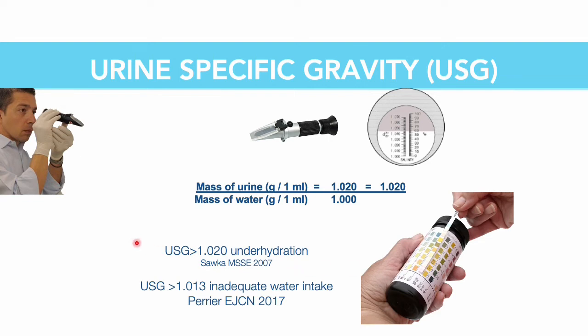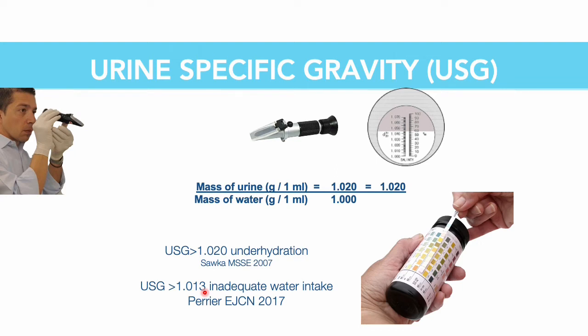There are some cutoff points. The American College of Sports Medicine cutoff for underhydration is around 1.020. Inadequate water intake, or optimal hydration, is supposed to be below 1.013. This is the equivalent of the 500 millimole per kg that I was referring to for urine osmolality earlier.